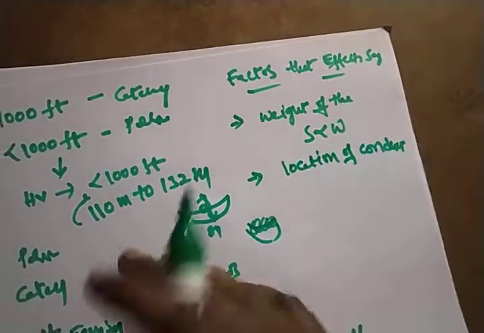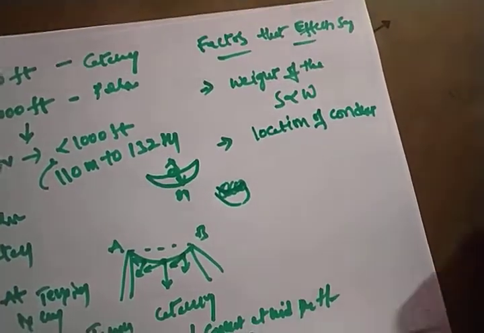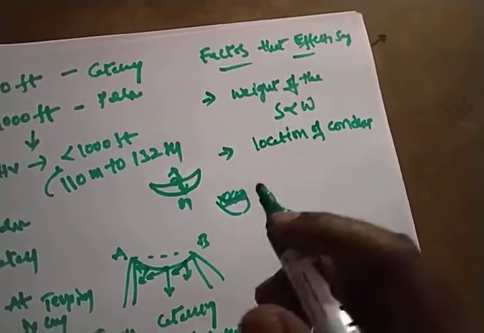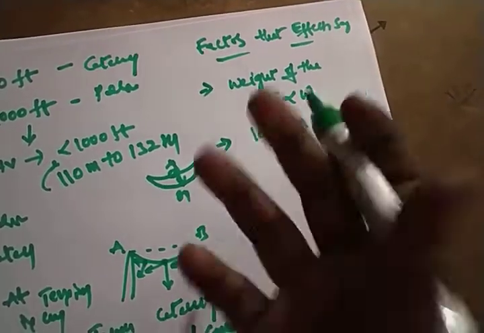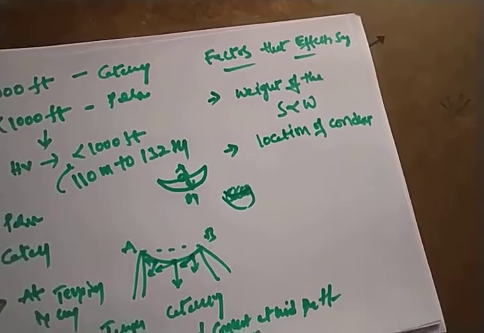That means the location of a conductor. If it is a cool area, ice will be surrounded, right? So due to that, the weight will increase. If the weight increases, automatically my sag will increase.